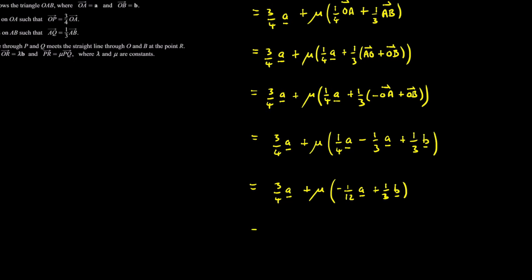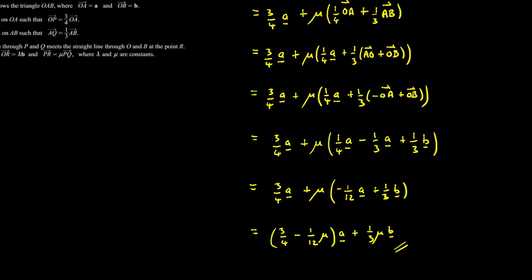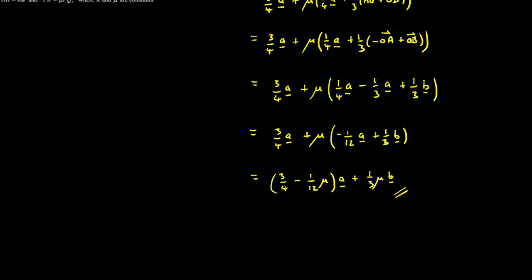So this guy becomes then 3/4 of a minus a 12th mu of a. So I can write it as 3/4 minus a 12th mu times by the vector a plus a 3rd mu times by the vector b. Okay, so that's our vector O to R in terms of a, b, and mu.